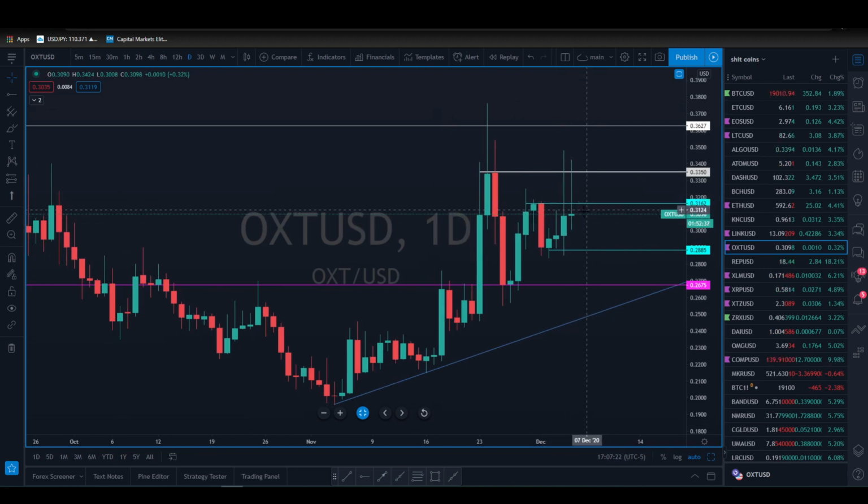Basically a closure in this area, you can look for a retest of 28 cents. And if 28 cents fails on a daily close basis, you can look down to 26.75, 28.85 down to 26.75.